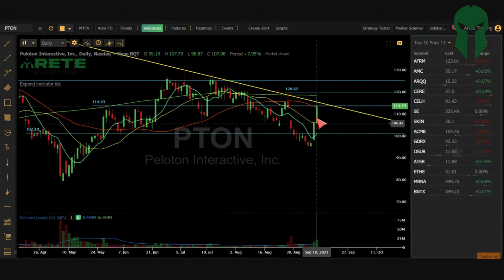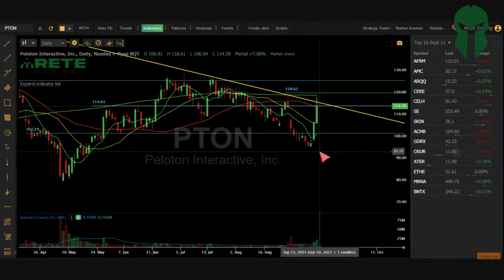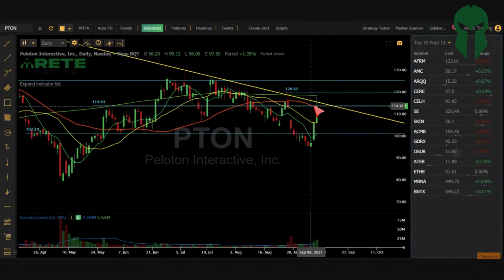It's a great way to squeeze people and get the stock up, and that might be what they're trying to do. But from here, to me, this is a short. Close below that line and you could short it.